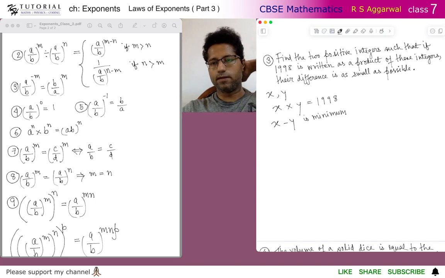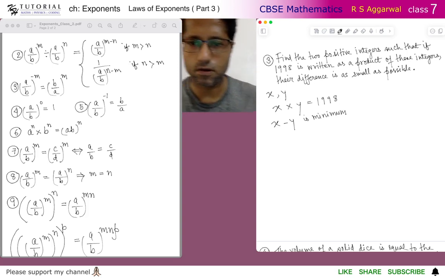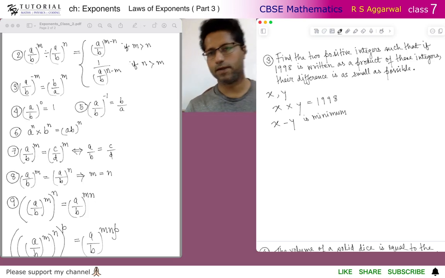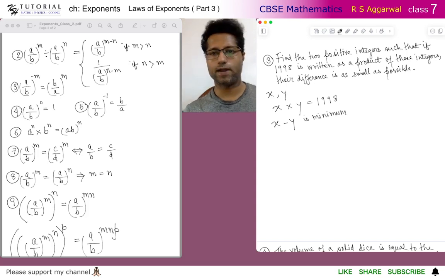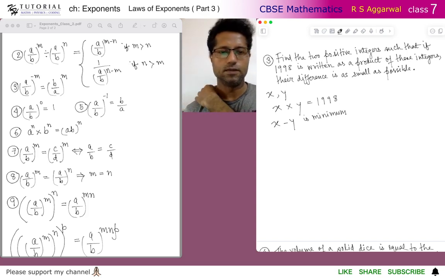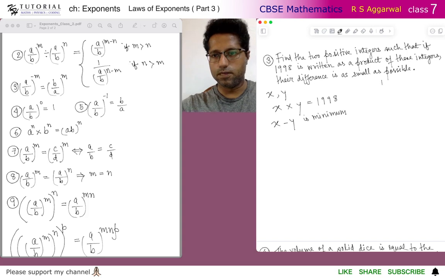So we have to find two factors. Basically, we have to factorize. We have to find two factors of 1998 so that their product is 1998, but those two factors are close enough so that the difference is minimum. So let's see the factors of 1998. What are its prime factors?